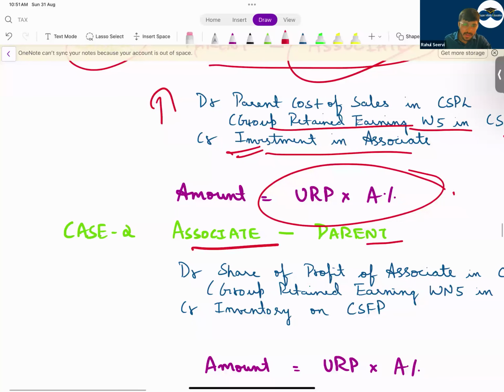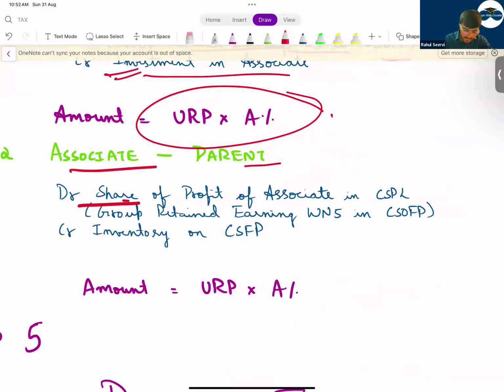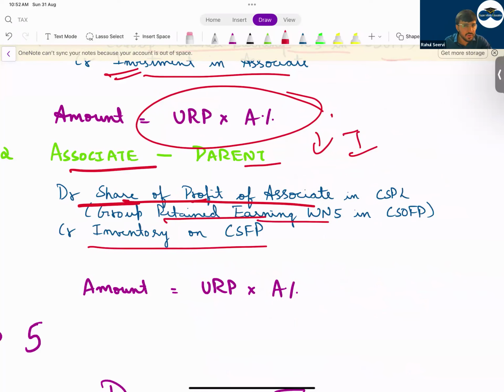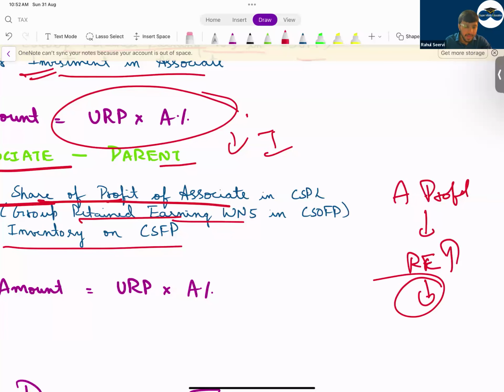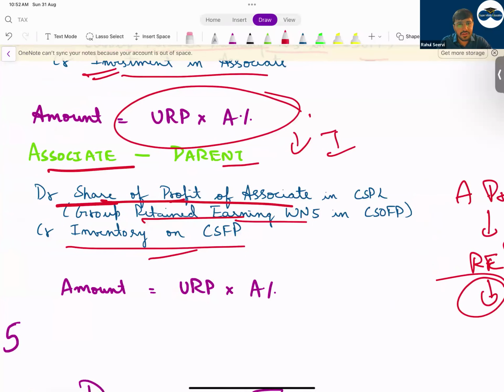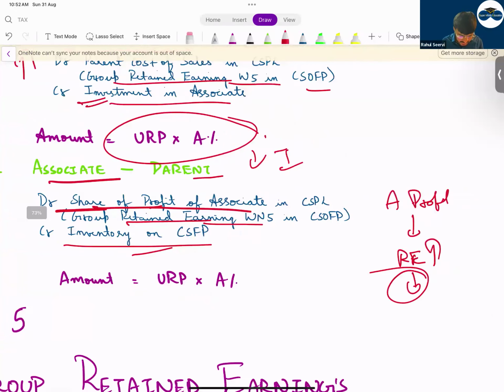Case 2, associate to parent. In that case, what will happen? Associate is selling, so we will debit the share of associate profit. That means we will reduce the profit of the associate and we will reduce the inventory, because the parent company has the inventory. You will reduce it from the group retained earnings also. Why? Because if the associate profit was more, the parent company's retained earnings also will include more profit. So again, you have to reduce from that, and from the balance sheet you will remove the excess inventory. So with this, this is done.